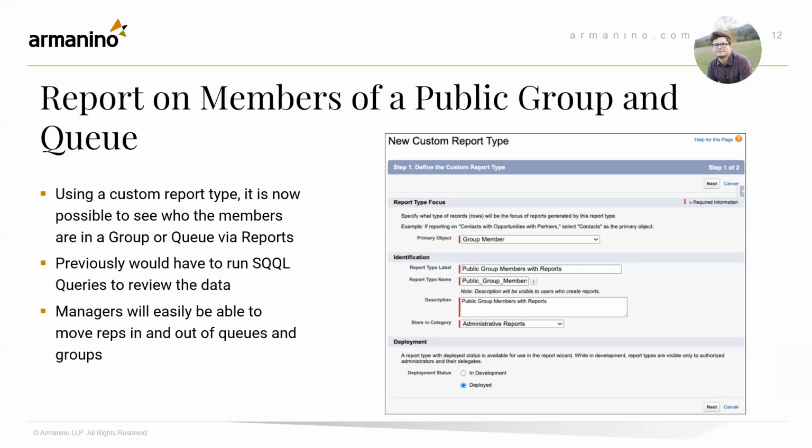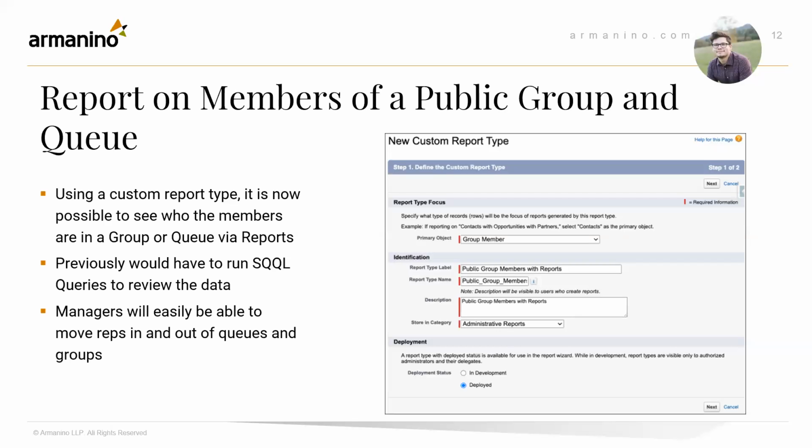Yep, go ahead. Something else that's new is that you're able to report on members of public groups and queues. The way you're going to be able to utilize this is through a custom report type. The way you had to do this before would be through running SQL queries or having to actually click into those groups to see them. This just makes it easier for admins and users to manage public group memberships, so that's going to increase efficiency for users.